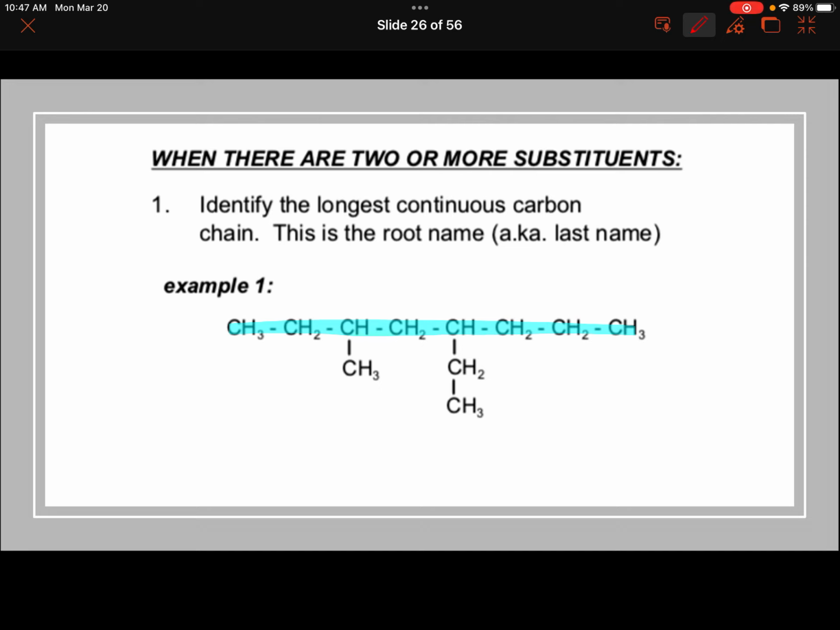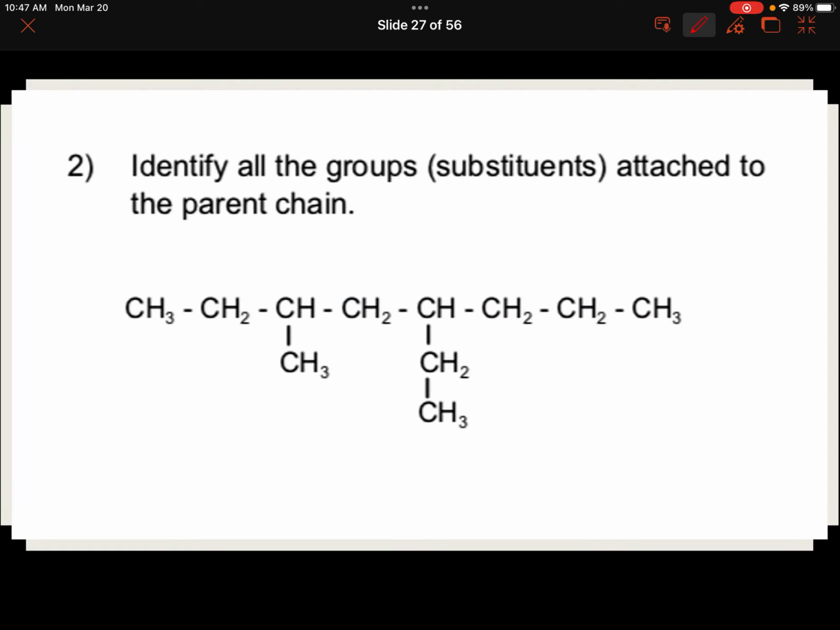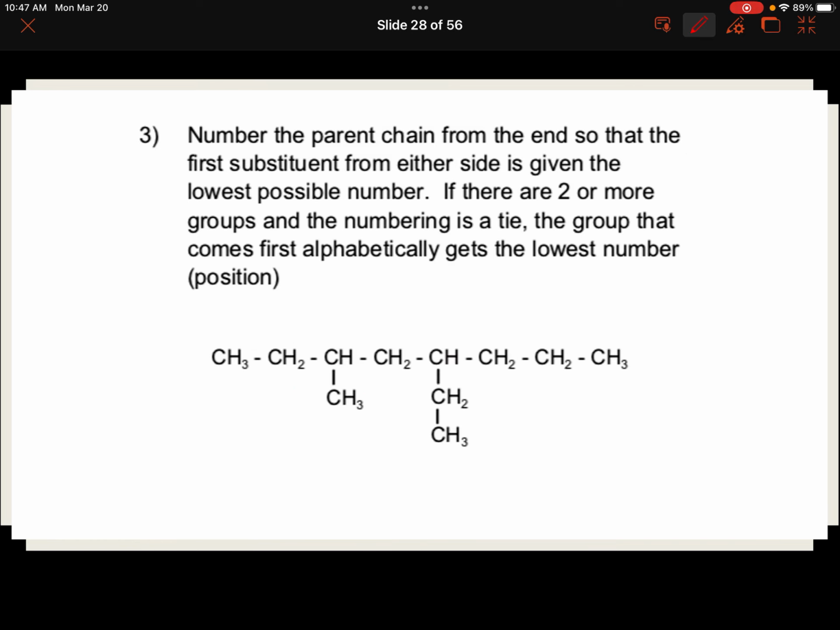Then, once you identify the parent chain, that's going to be your root name, for example, like your last name. And then we can number based off of that. So once again, you're going to identify the substituents attached to the parent chain, which are these two. These are substituents. And then we're going to number the parent chain from the end so that the first substituent from either side is given the lowest possible number.